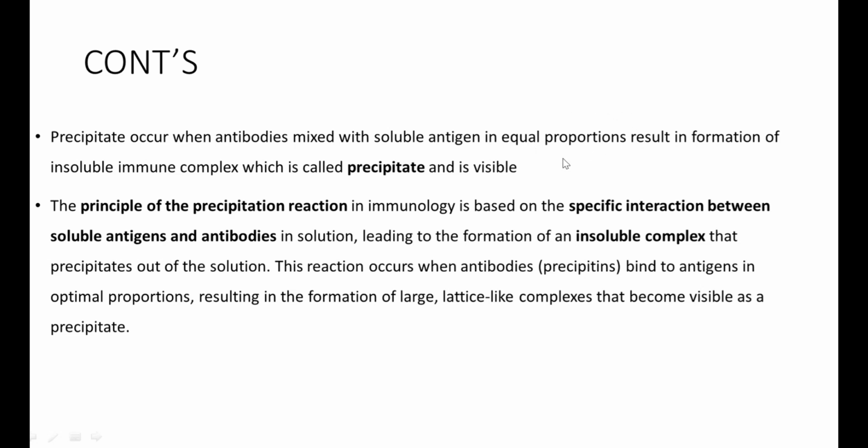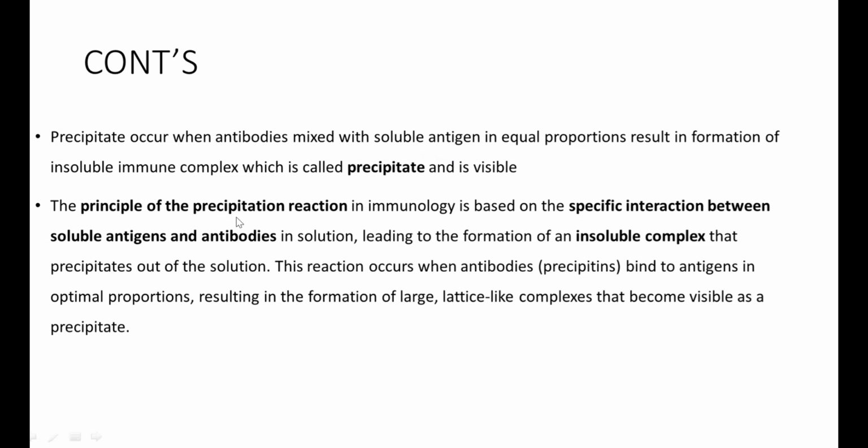In the previous question, you have seen the antigen-antibody interaction, but it is not necessary to be in equal proportion. But here in the precipitation reaction, it is mandatory to be in equal proportion in order to detect the quantity of the antigen which is present in the patient. When the antibody is mixed with the soluble antigen in equal proportion, it results in the formation of an insoluble immune complex, which is called the precipitate, and that precipitate formed is visible.